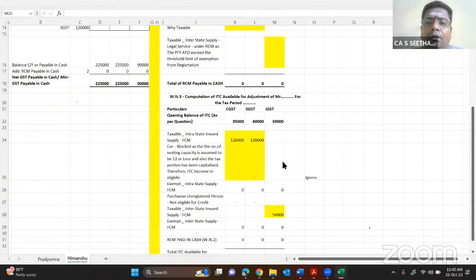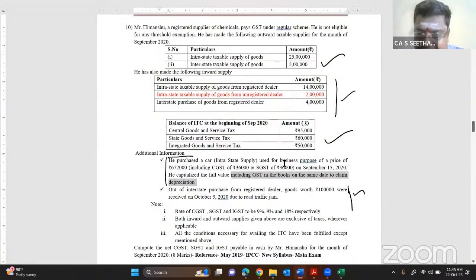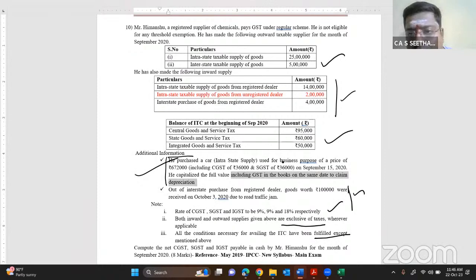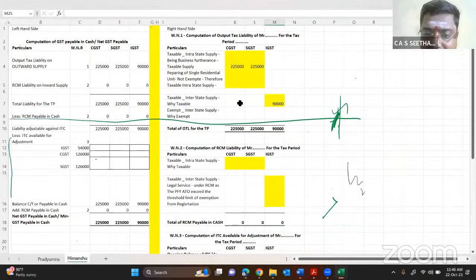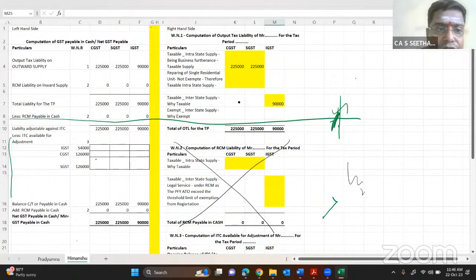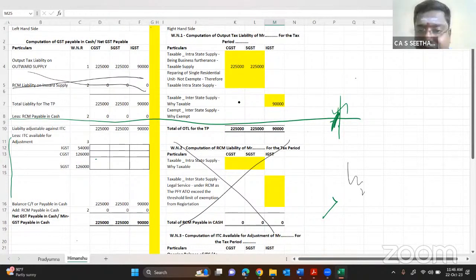So with this, all the adjustments have been done. The rate has been taken. All are exclusive of tax. All the conditions necessary for writing. So now it's going to be only net of adjustments. Guys, as you can see here, we have nothing. So in this example, there is no need for RCM. There is no adjustments required. So working note number 2 itself will not be warranted here. After reading the question only, we can say, right?